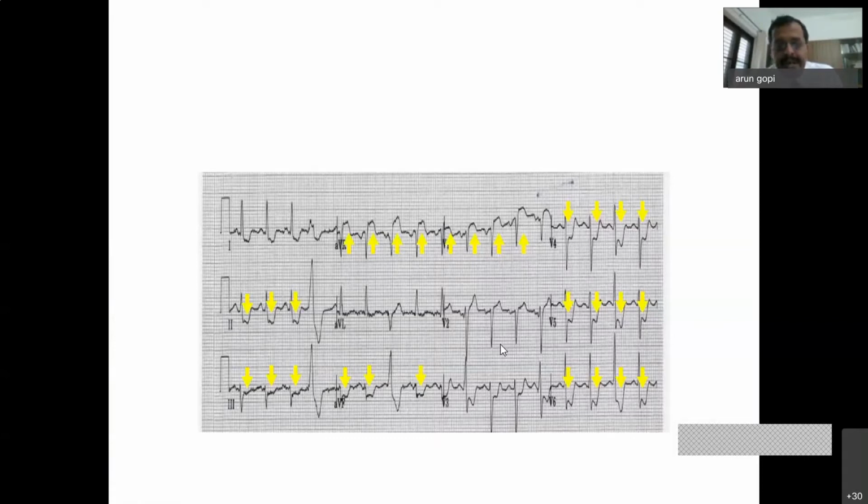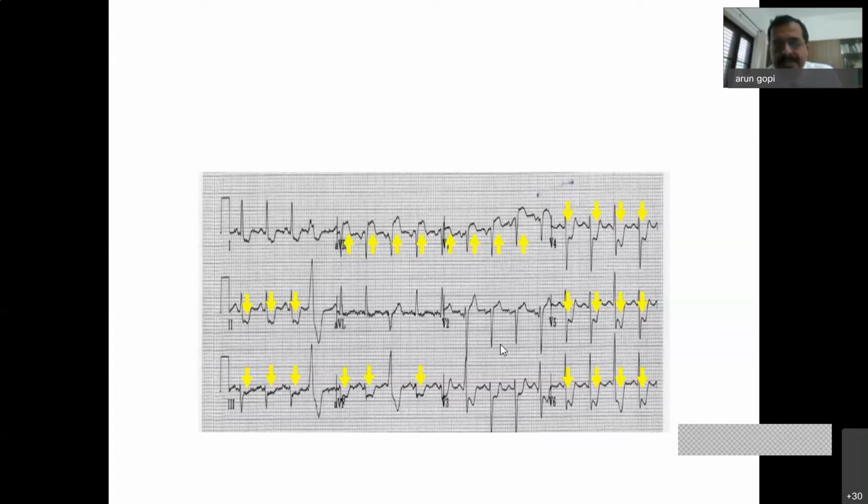If you have upsloping ST segment depression with a 1 millimeter J point depression, with very tall, prominent, hyperacute T waves in V3 to V4, this is called De Winter's T wave. It is a very sure shot sign of proximal LAD occlusion and carries an ominous prognosis, so it should be taken up for early invasive strategy.